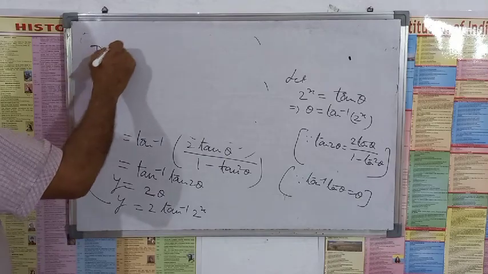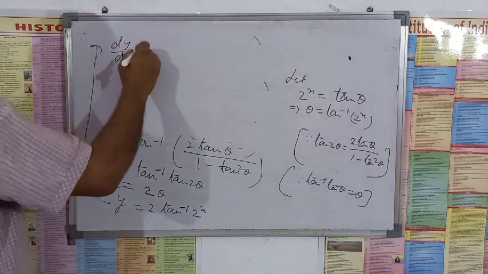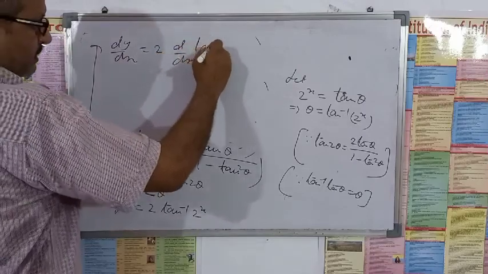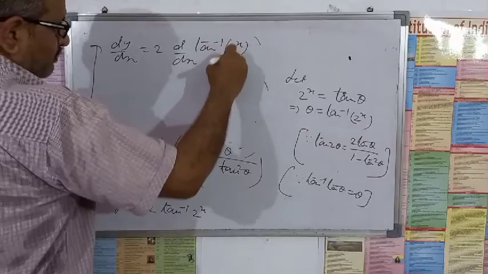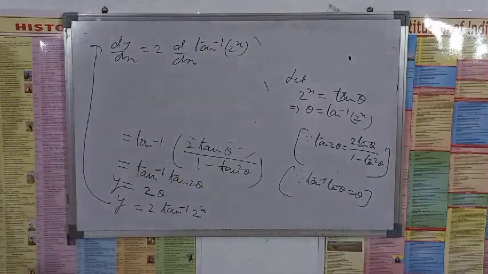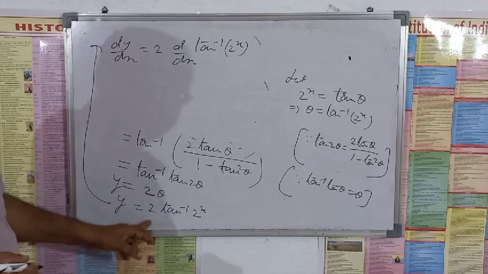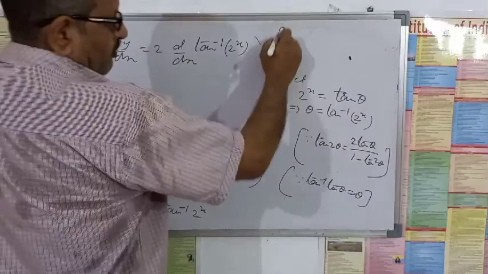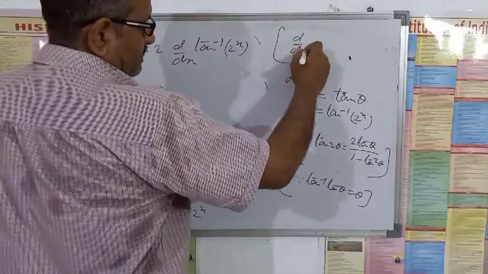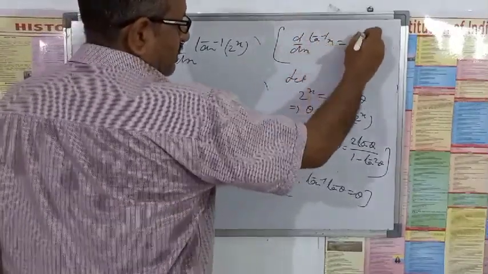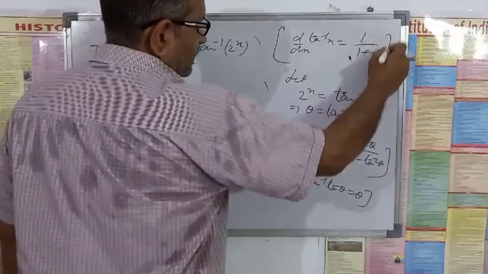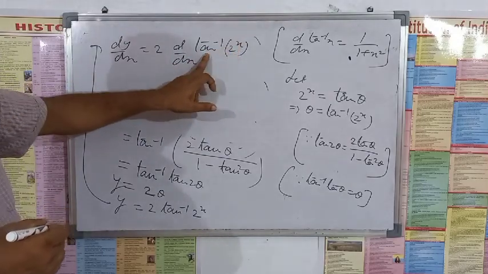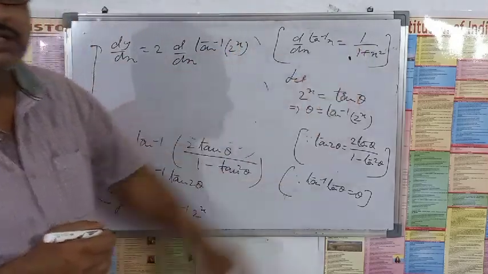Now we have to differentiate it. So dy by dx, 2 is constant, take it outside and differentiate tan inverse 2 to the power x. What is the derivative of tan inverse x? It is 1 upon 1 plus x square. So suppose this 2 to the power x is x. So tan inverse x derivative will be 1 upon 1 plus x square.